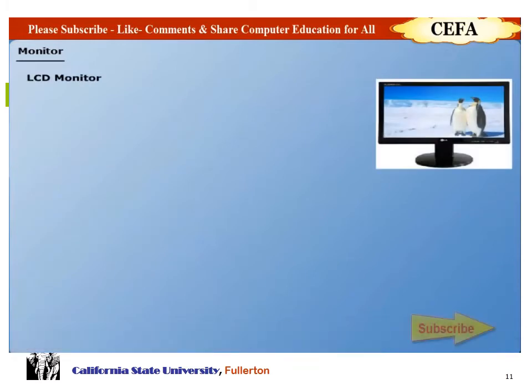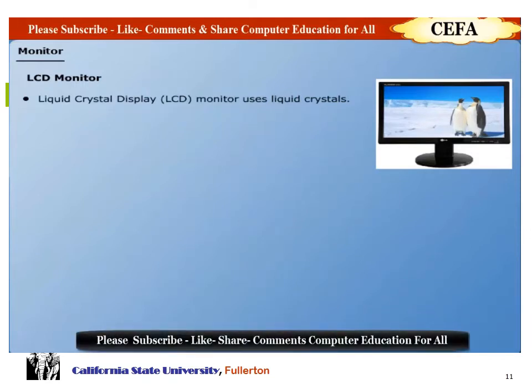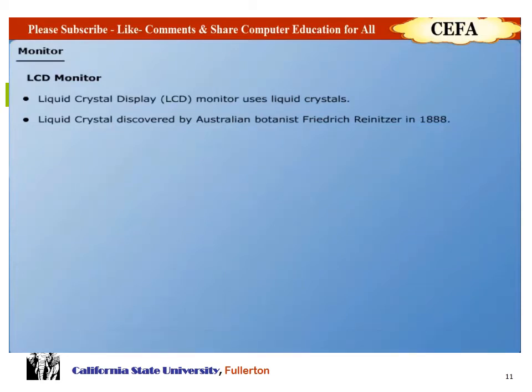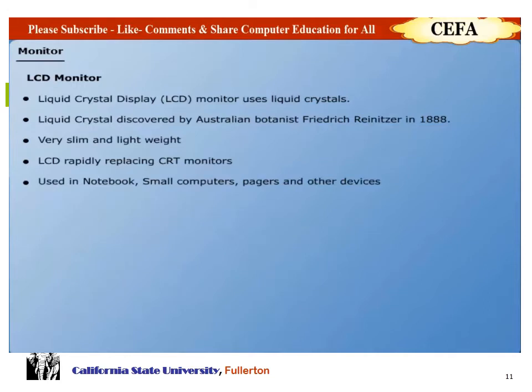LCD monitor. A liquid crystal display monitor uses liquid crystals which were first discovered in 1888 by an Austrian botanist, Friedrich Reinitzer. These types of monitors are very slim and lightweight. The LCDs are rapidly replacing CRT monitors. LCD monitors are used in notebooks, small computers, pagers, phones, and other devices.